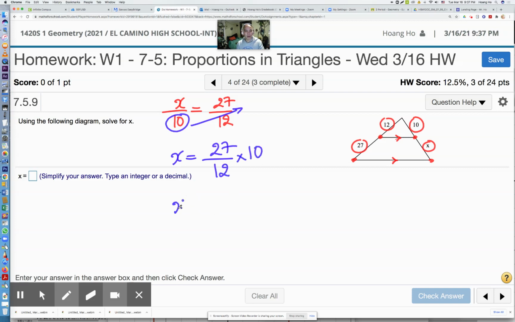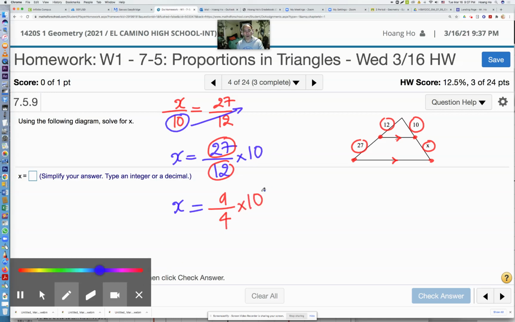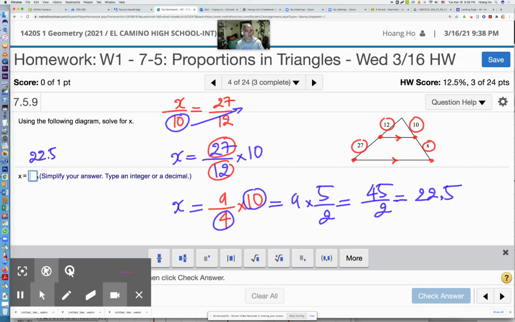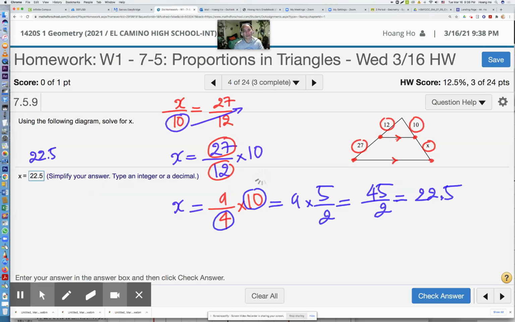Okay. So let's simplify slowly over here. I will simplify 27 over 12 by 3. So that would be 9 over 4. Okay. And then I got number 10 still here. Simplify one more time. 10 simplified by 4 is 5 over 2. Okay. So I got 45 divided by 2. Is that 22.5? 22.5 is the answer. Over here, 22.5.